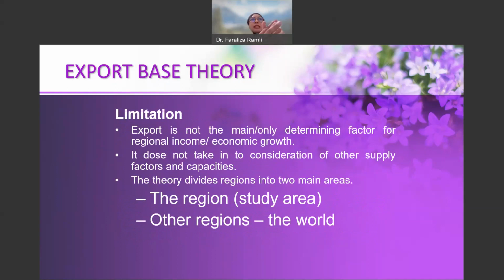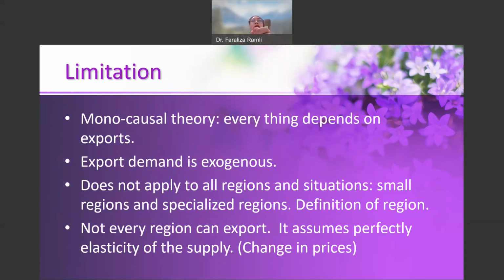Okay, this is the limitation in this theory. Export is not the only main determining factor for regional income and economic growth. So there are other income sources, okay? It does not take into consideration other supply factors and facilities. The theory divides the world into two main parts: the region, the study area, and the other region, the rest of the world. Okay, this is a limitation.